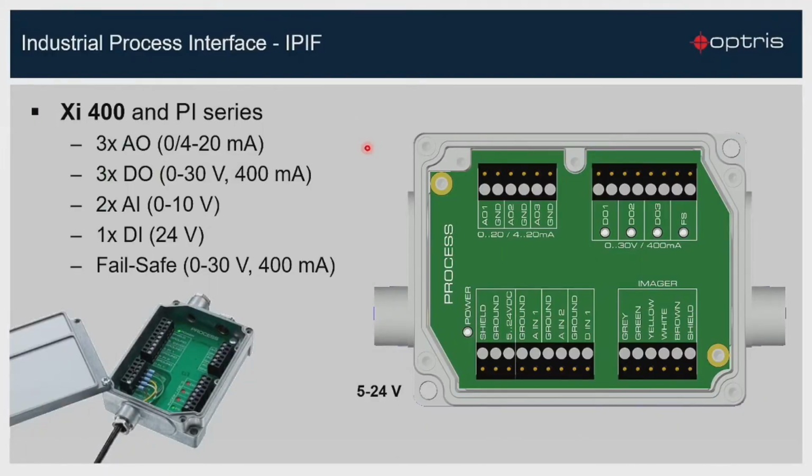Let's have a look at the electronic box of the industrial process interface. As you can see on the top, we have the analog output channels on the left side, and the digital output channels on the right side. At the bottom, we have the analog input channels and also the digital input channel. You can also see that on the top, on the right side, we have the fail-safe signal where you can control a relay.